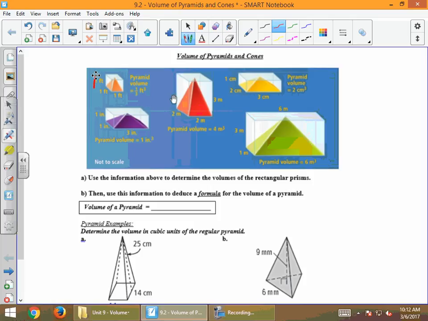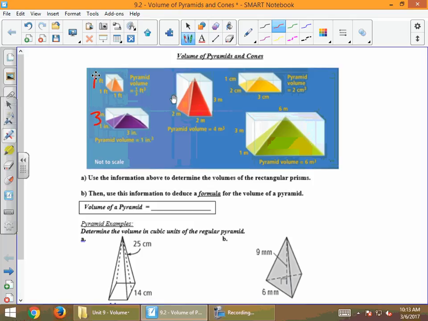Well, let's do this purple one down here. Multiply all the sides together. 1 times 1 times 3. What's 1 times 1 times 3? It is 3. Thank you. So that has a volume of 3, and its pyramid volume, the purple thing in there, is 1.